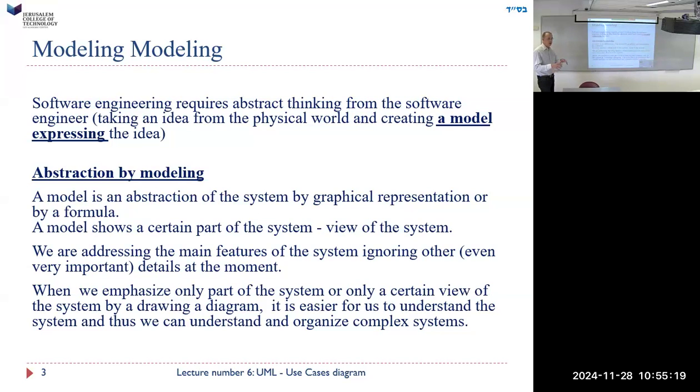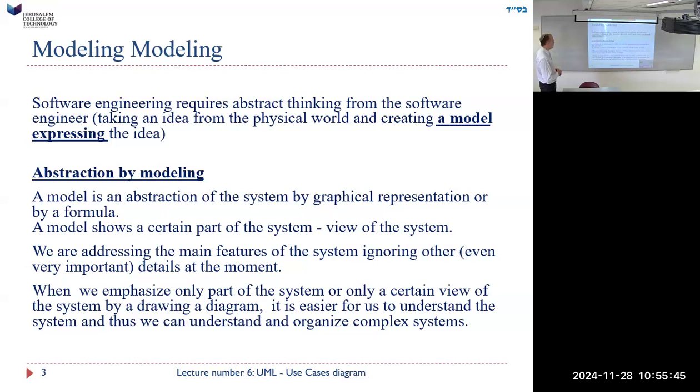You have a concrete idea of what your program is going to do, but you have to turn it into a model, which is like a translation of it. A model which shows the idea. Abstraction by modeling. A model is an abstraction of the system by a graphical representation or by some table or formula. I don't know exactly what they mean by formula.